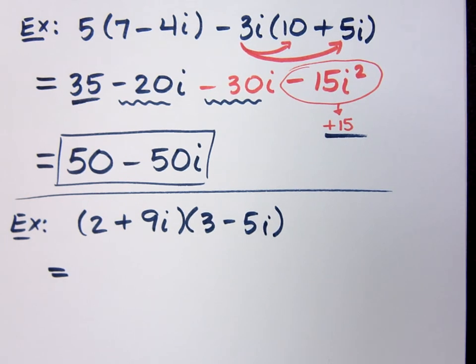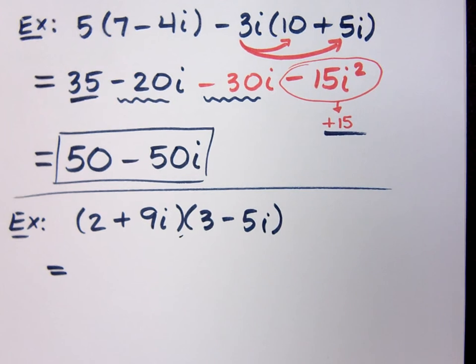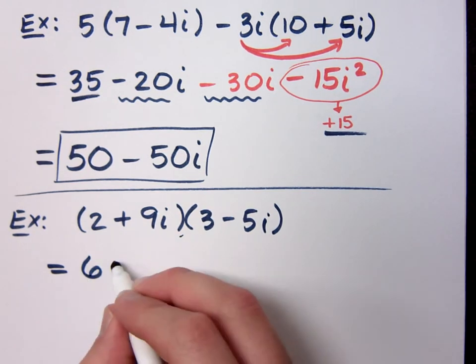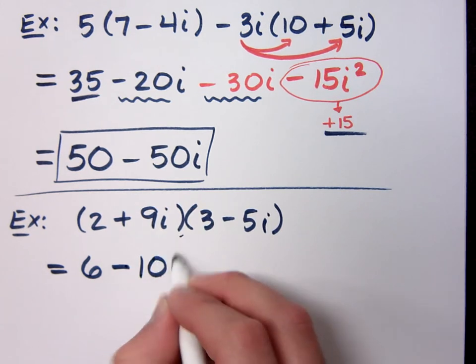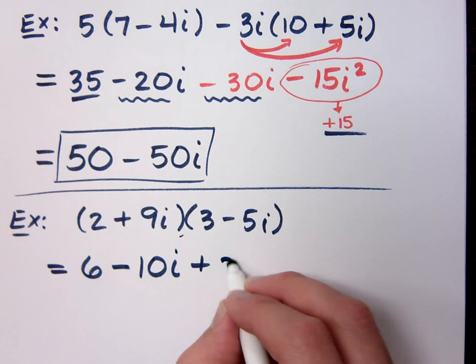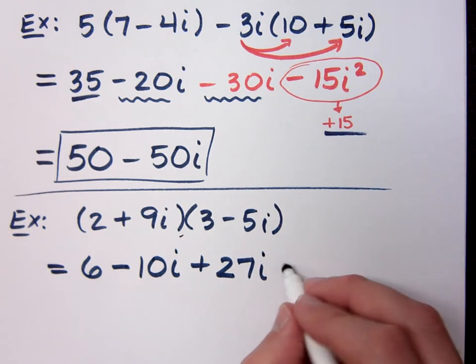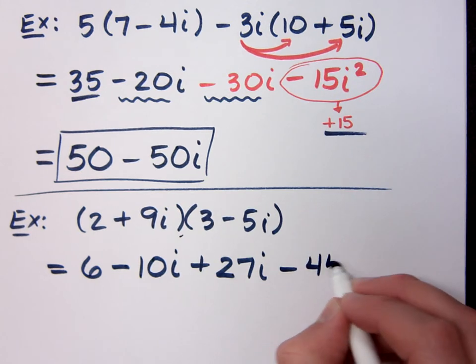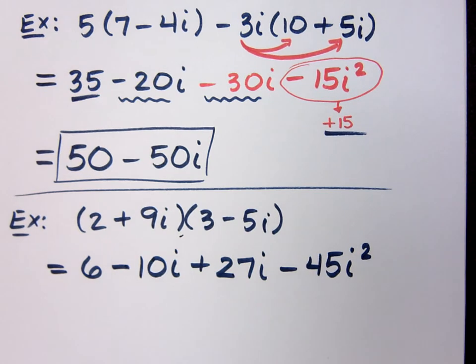Okay. Now, what am I going to do here? FOIL. It's multiplication because these guys are right next to each other. I will FOIL. So when I multiply the first terms, what do you have? Minus 10i. Yep. Minus 10i. Inside: 27i. Plus 27i. Last terms: negative 45, minus 45i squared. Do y'all agree?